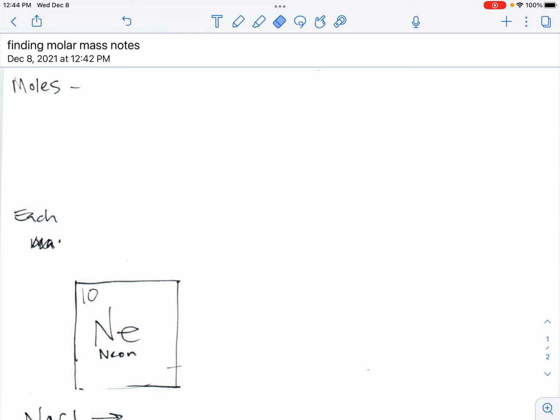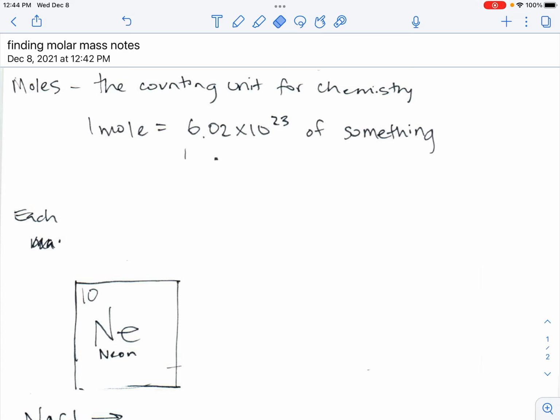So the mole is the counting unit, as I mentioned, for chemistry. It's a word that means a number, just like dozen means 12, or a ream of paper is 500 sheets, or a baker's dozen means 13, or a gross of something is 144 of something. Except the mole, the number is a little bit bigger. 1 mole is equal to 6.02 times 10 to the 23rd of something.